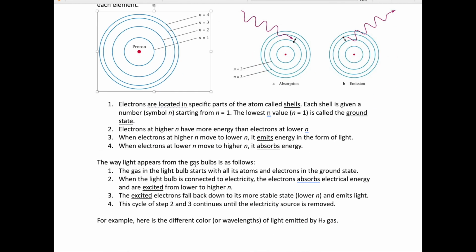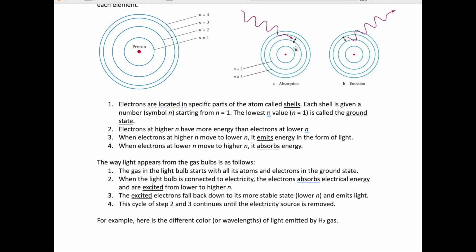Now, what happens in the gas bulb is as follows. At the beginning, before you plug the gas light bulb into the electrical socket, everything is just in the ground state. All the atoms, all the electrons. When you connect it to the electricity, all those electrons get excited. That's the term we use. It just means that it's moving from that lower to higher shell, or n value.